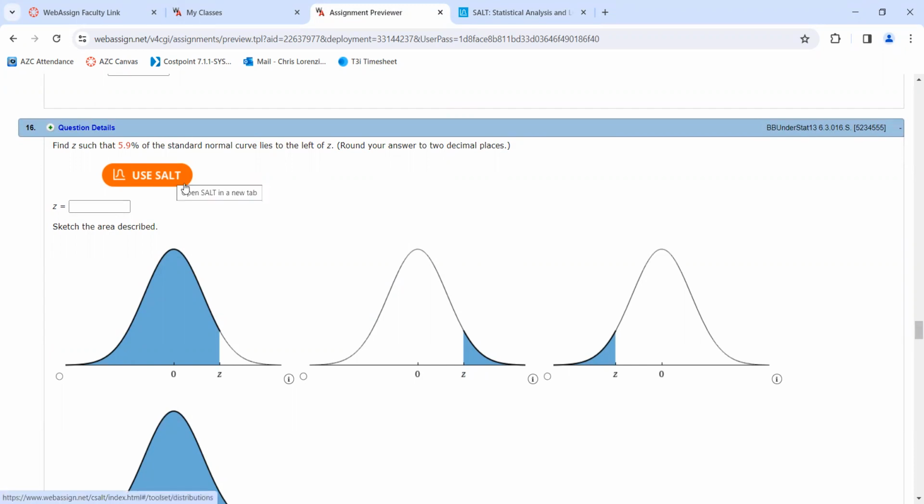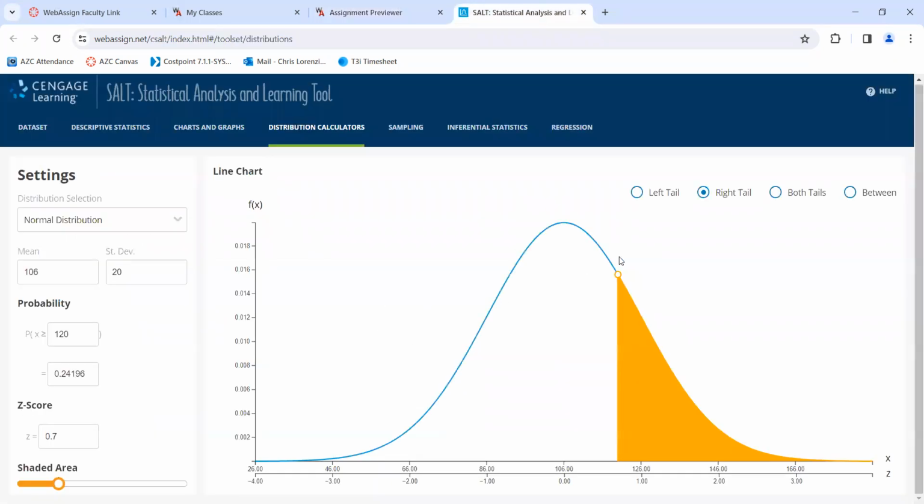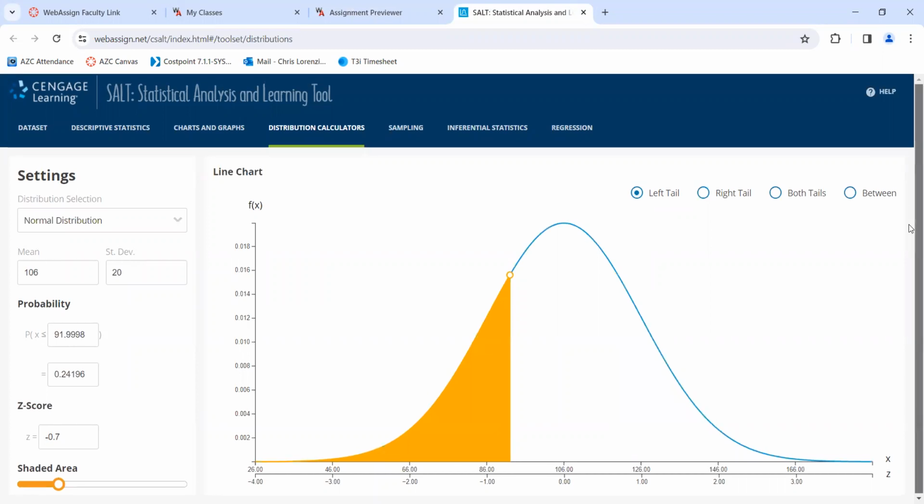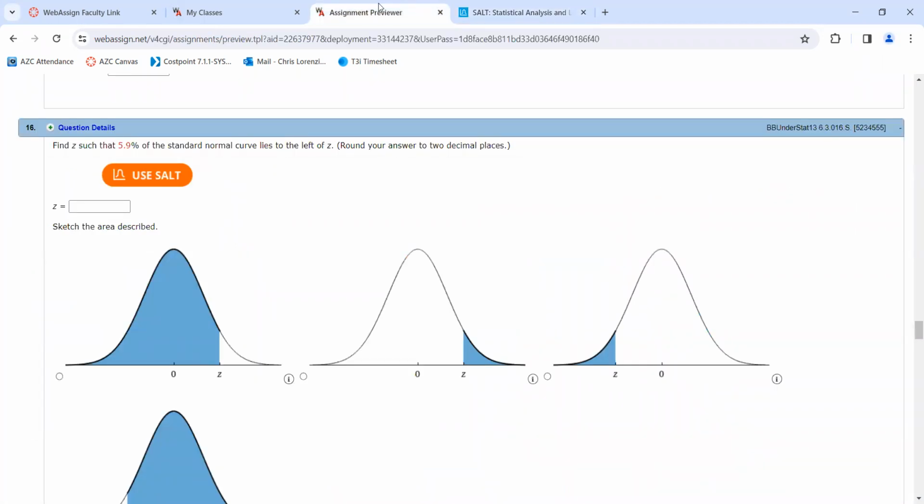We're going to use this same SALT tool. Now let's take a look at a scenario where it says, find z such that 5.9% of the standard normal curve lies to the left. So now we're looking at a scenario where we're kind of working backwards, where instead of saying, hey, here's my x value, what's my probability? We're going back and we're saying, okay, we're going to find the shaded region such that we get a specified z value. So in this case, it says 5.9% of the data falls to the left.